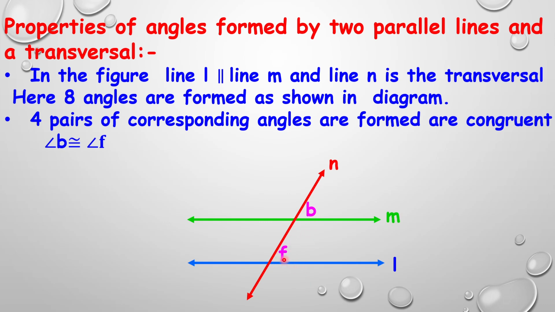If the given lines are parallel, then the corresponding angles are congruent. So, angle B congruent to angle F, angle C congruent to angle G, third pair, angle H congruent to angle D, and fourth pair, angle E congruent to angle A. These are the 4 pairs of corresponding angles. These corresponding angles are formed by two parallel lines and the transversal. If the two lines are parallel, then the 4 pairs of corresponding angles formed are congruent. This is the first property.